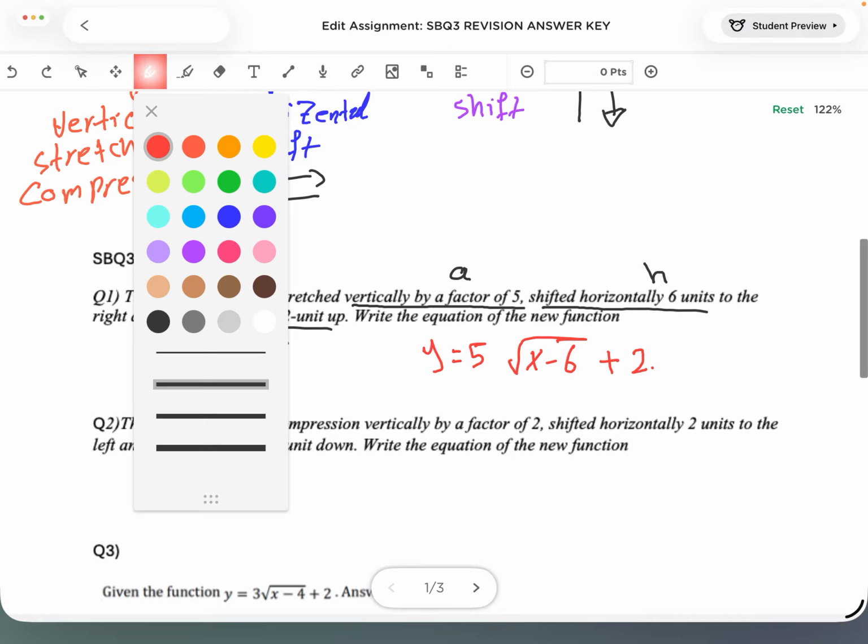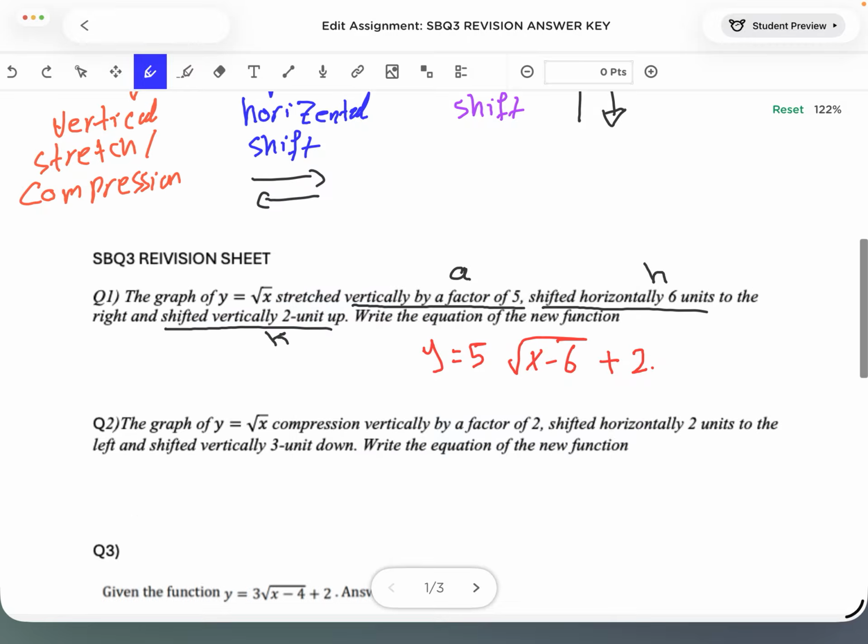The second one. The graph of radical X compressed vertically by a factor of 2. That means A, since I have a compression, it will be 1 over 2. And shifted horizontally 2 units to the left. That means H is negative 2. And vertically 3 units down, so K will also be negative 3.